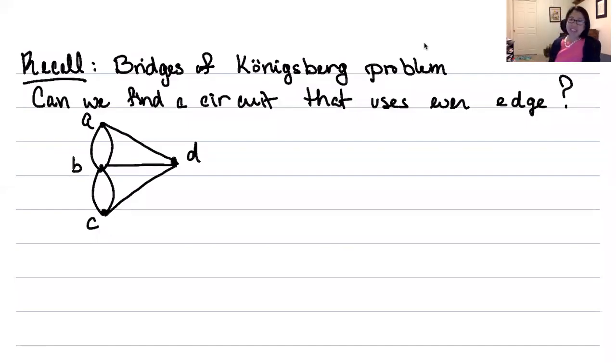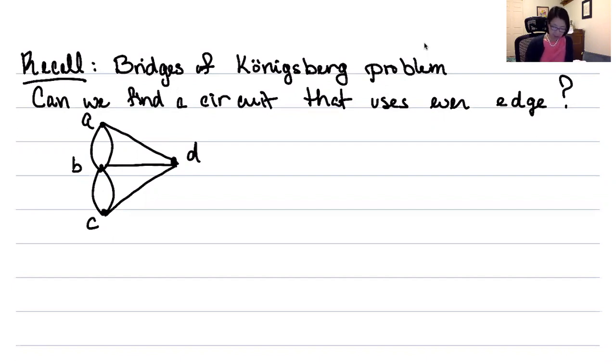Hi, I want to talk a little bit about the problem that we ended up with at the end of the first lecture this week. So this is the bridges of Königsberg problem. And the problem was, can we find a circuit in this pseudograph below?